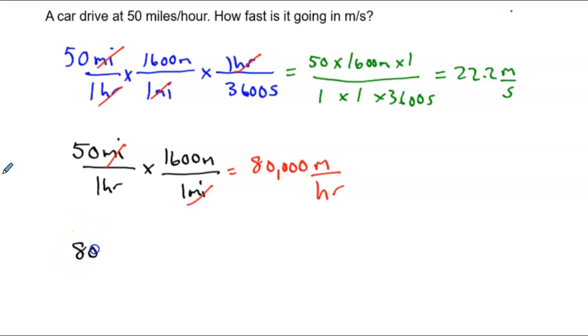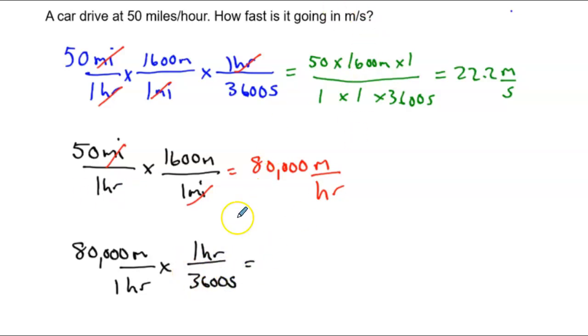We can now use this intermediate step to set up for our next equation and say we're starting with 80,000 meters for every 1 hour. And we want to convert hours now into seconds as a separate step. So we would say that 1 hour is going to be 3600 seconds. Hours on top and bottom will cancel out, and we're left with meters per second for our final answer of 22.2 meters per second. And so both approaches will get you to the same answer.